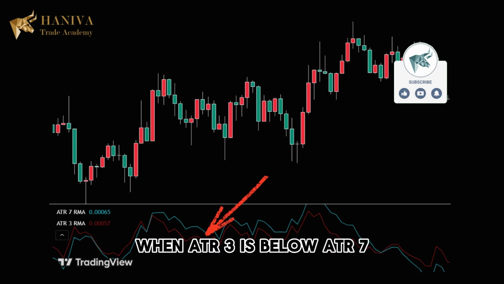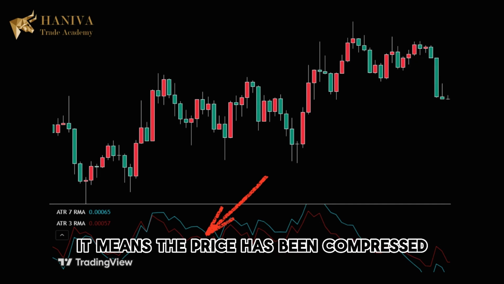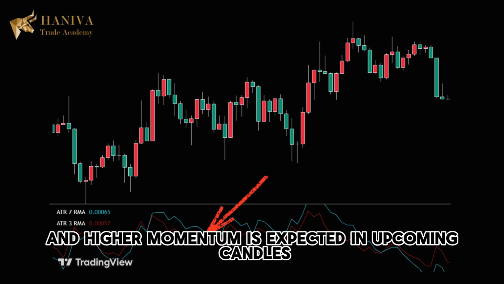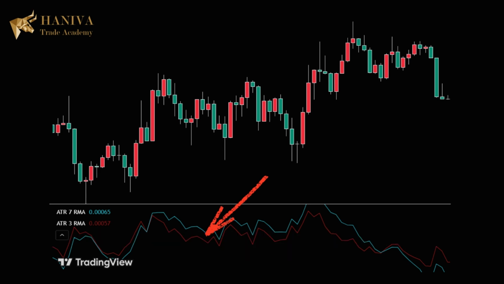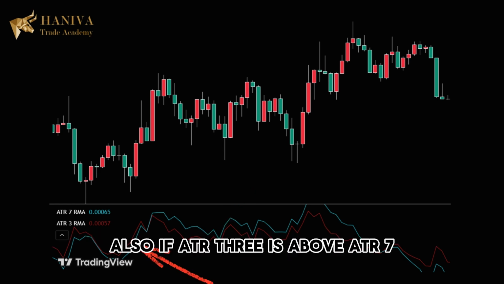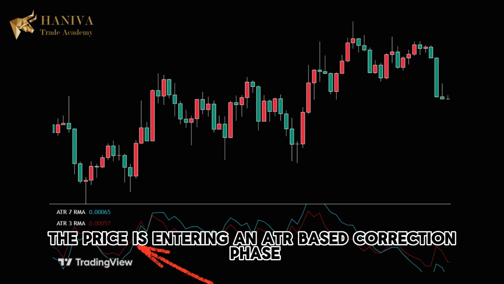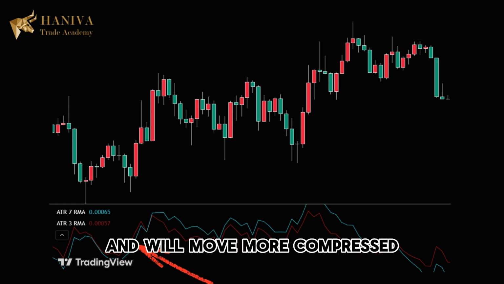When ATR 3 is below ATR 7, it means the price has been compressed over the last few candles, and higher momentum is expected in upcoming candles. Also, if ATR 3 is above ATR 7, it means there was high momentum in recent candles, and now the price is entering an ATR-based correction phase and will move more compressed.